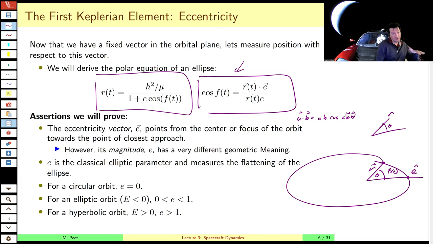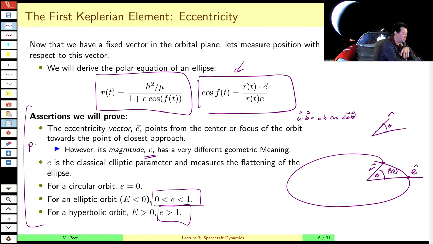After this, in part B of this lecture, we'll then go on and prove a bunch of other things. Specifically, that the eccentricity vector does point towards the periapse of the orbit, that its magnitude is in fact the eccentricity of that orbit. Some other things: for elliptic orbits, e is always between 0 and 1, and for hyperbolic orbits, e is greater than 1. So we'll prove all those things. Most of these things we're going to consider in part B.